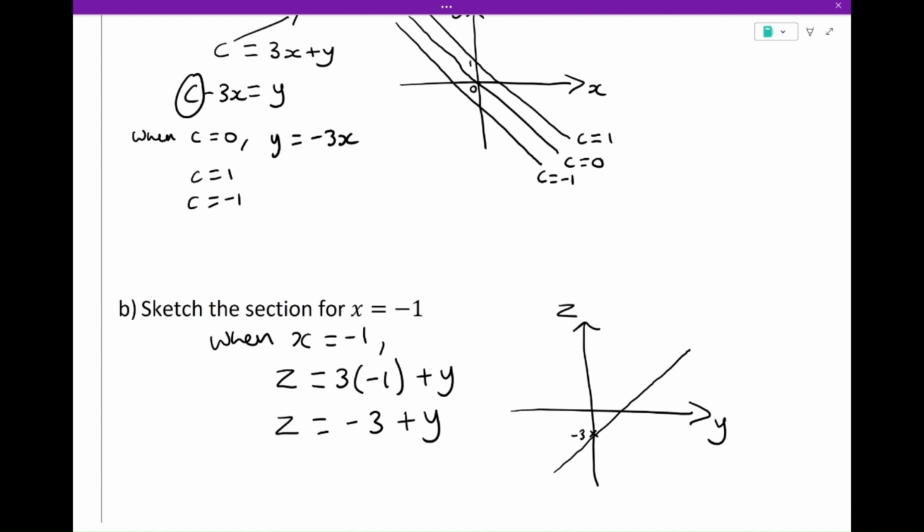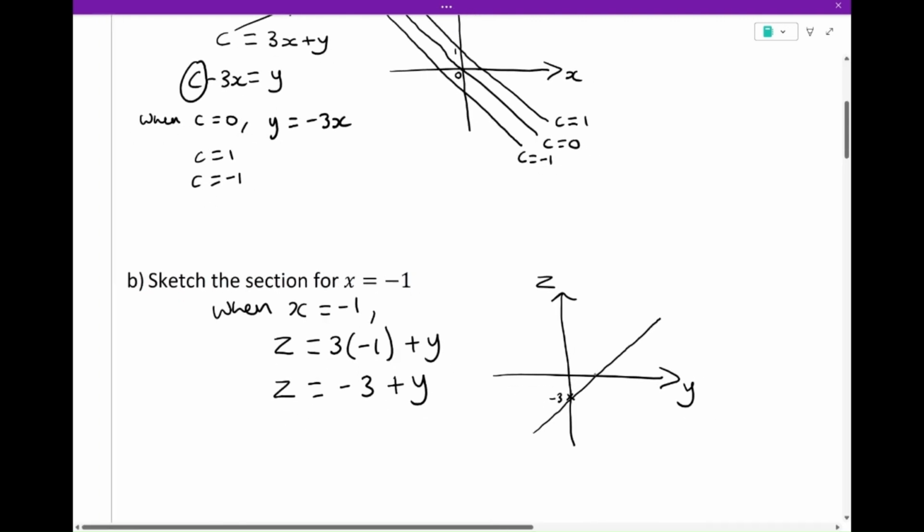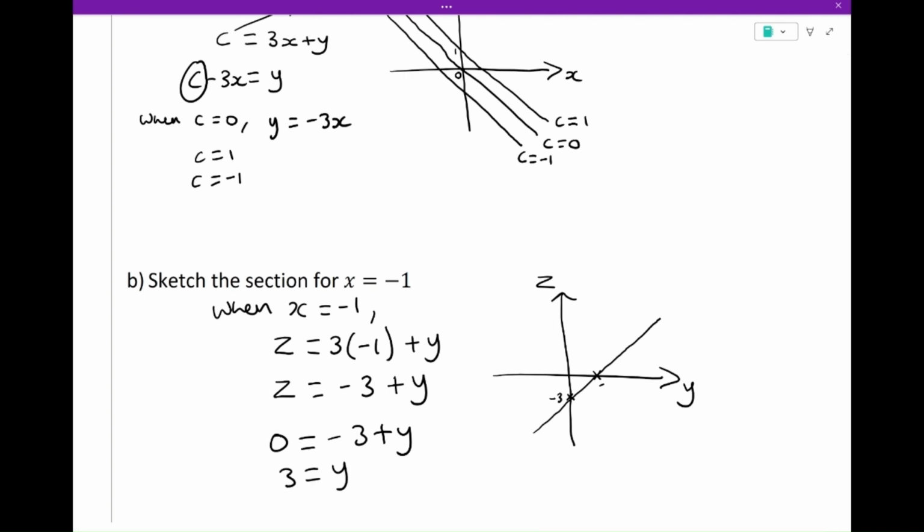Now, the other thing I'm going to find in this scenario is, what is this point here? So our intercept on our horizontal axis. So that is what we'd call our y-intercept. Now that is going to be when z is equal to 0. So if we sub in 0 for z, we get negative 3 plus y. And rearrange, we get y is equal to 3. Okay, so that would be a positive 3 like that.